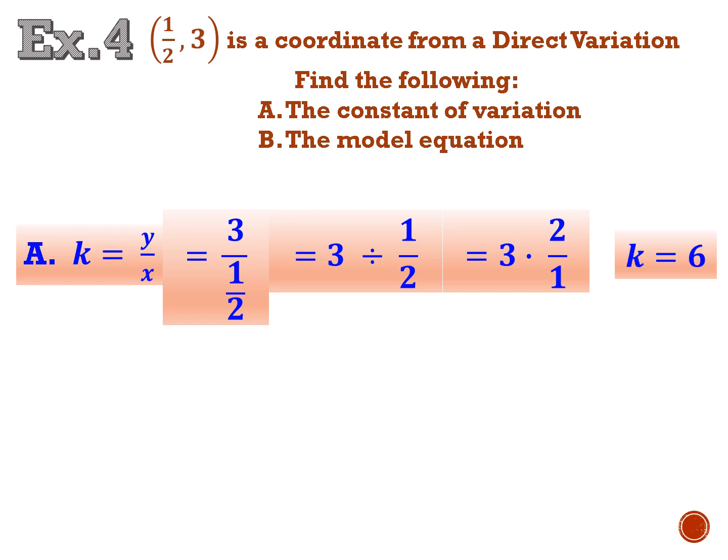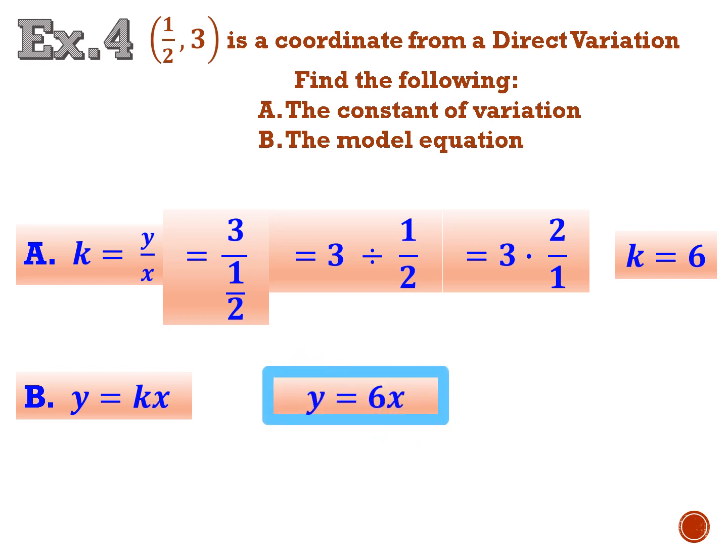3 times 2 over 1 is 6. So we found our k value. It is 6. Okay? Now we've got our k value, so we can turn around and write the model equation. Since this is direct variation, we're going to use y equals k times x. And to write the equation, remember, we leave y and x as variables. We just sub in that k value we found. So that's y equals 6x. And that's the model equation. Not too bad, right? Told you this was going to be easy.